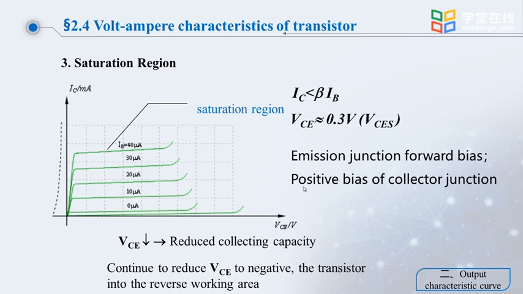But the value of IC in the saturation region is less than beta IB, because in the amplification area, IC is equal to beta IB. So in the saturation zone, its current is less than this value. This is the output characteristic curve. We can see that its saturation region has such a characteristic.